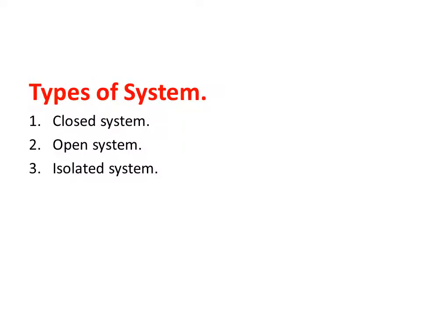There are three types of system. First, closed system. Second, open system. Third, isolated system. These three systems I will explain to you with examples.